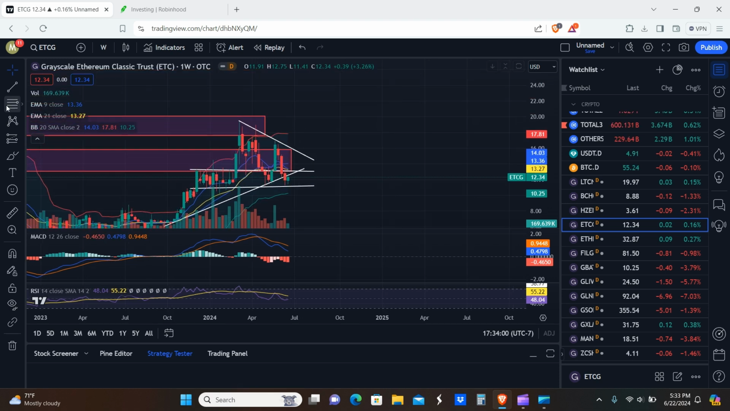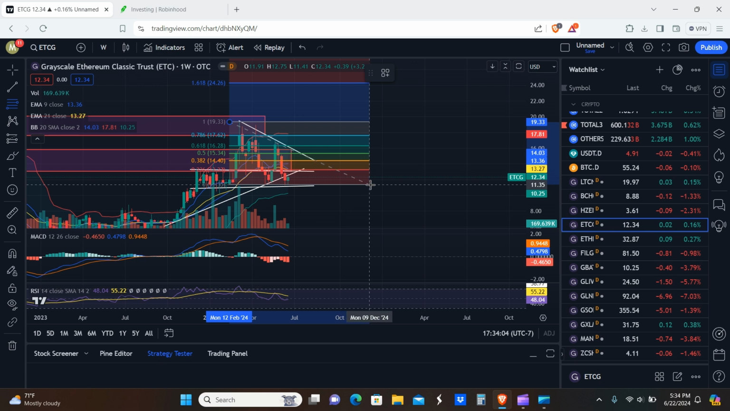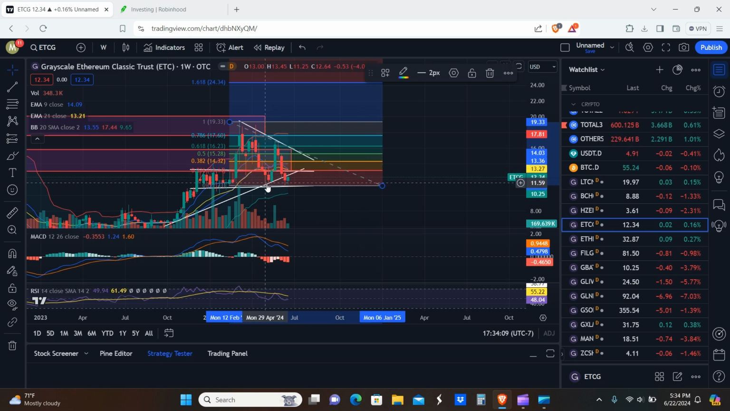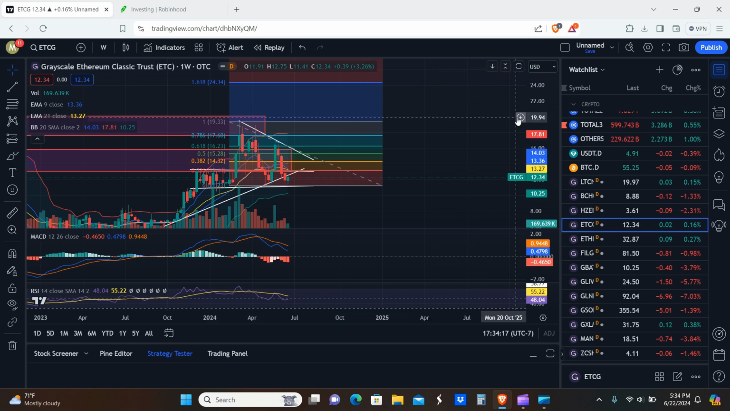So ETCG, we'll do this one as well. This little bounce that we saw here on ETCG could possibly be a bottom because we do have a double bottom, as you guys can see here. So we have one bottom, two bottoms. Generally speaking, if we get a bounce from that point, that is a very, very bullish price pattern.